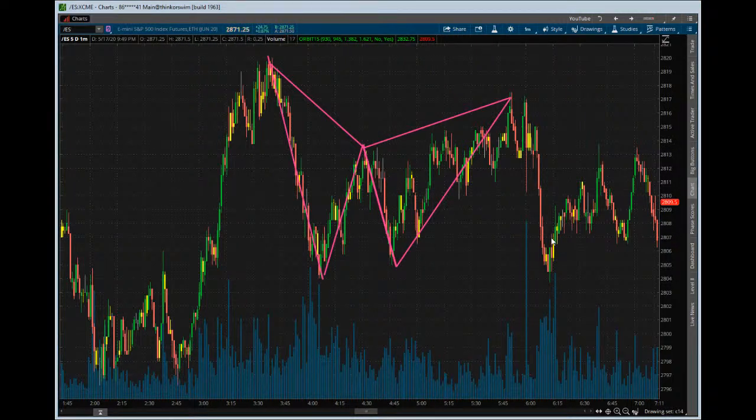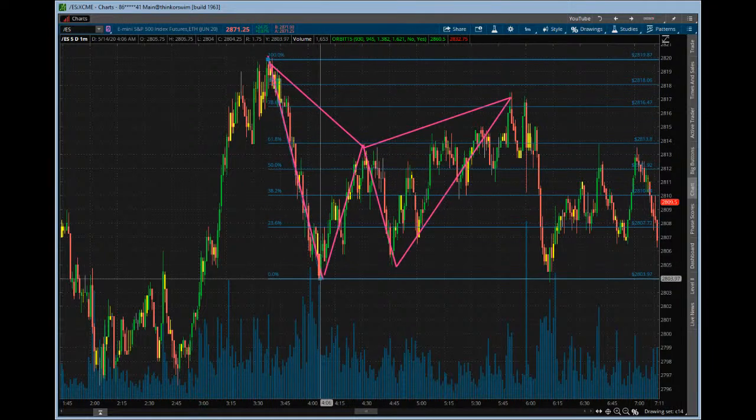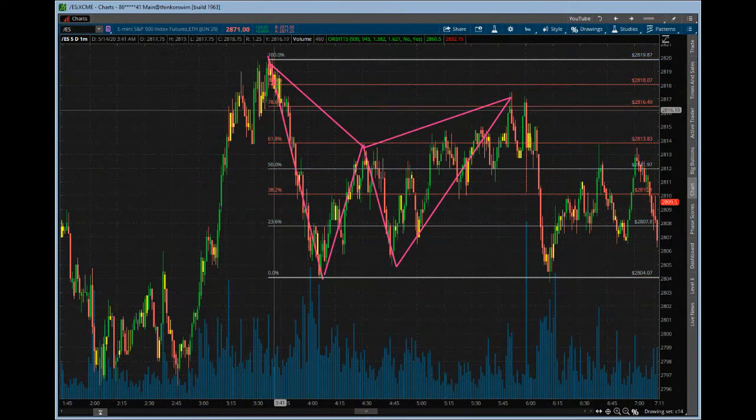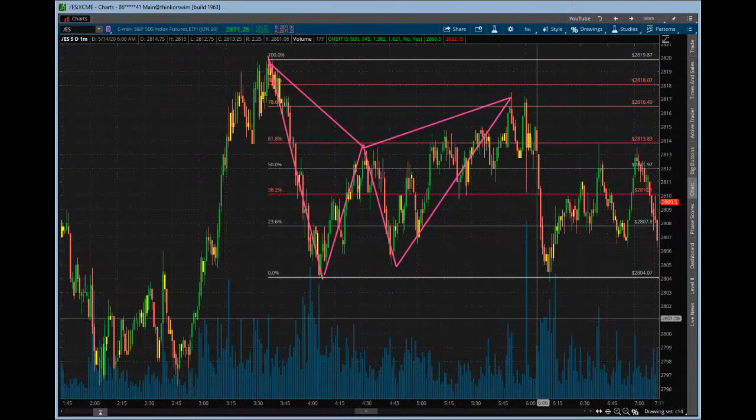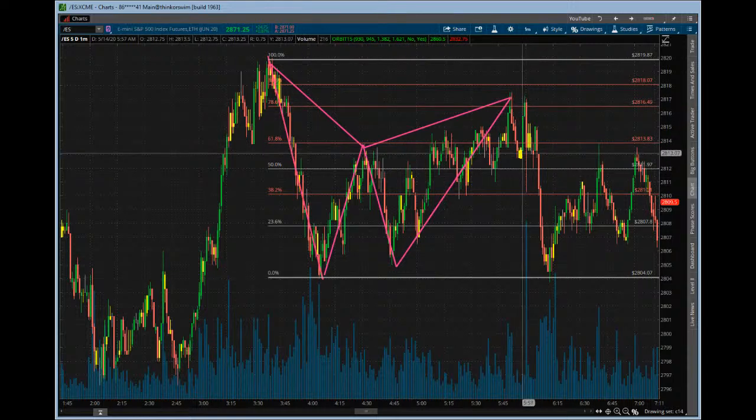You could also do the CD move. That final move could be a 786 of the initial move, which is this guy right here. Okay, pretty darn close to the 786. Would you agree? Boom. See ya. Have a nice one. Have a nice day. Double tweezer tops right there for another move down. Okay, so that's the first potential short idea.